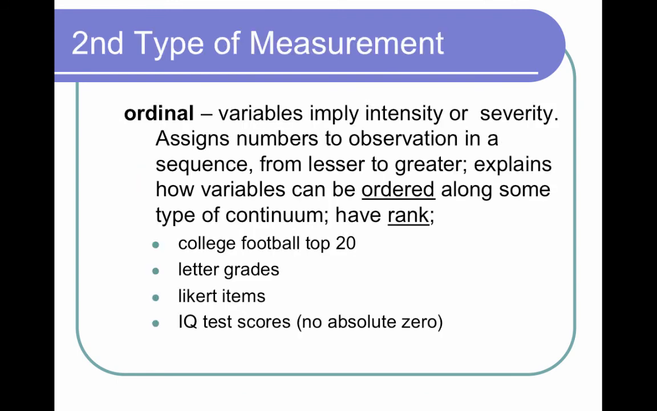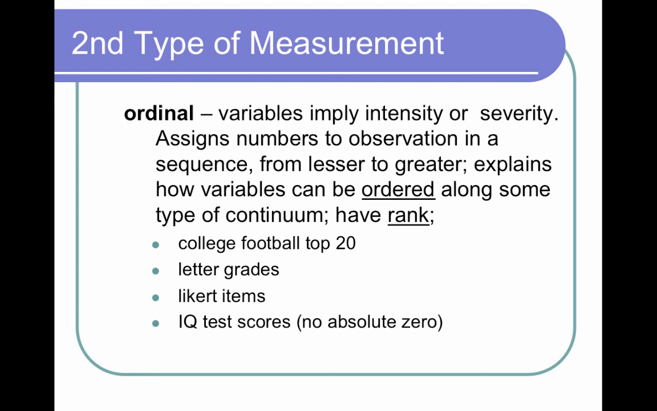All right, the second type of measurement is ordinal. So we've got nominal and then ordinal. Ordinal variables imply intensity or severity, and they are in a sequence from lesser to greater. So you want to think about them as being ordered along some sort of continuum. And they have rank. So some are more than others.